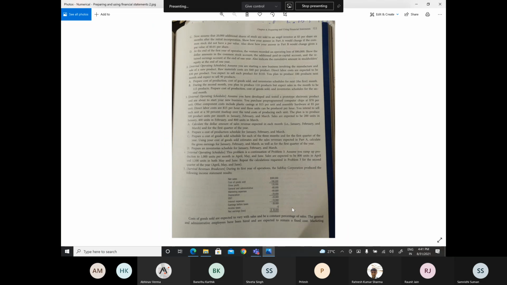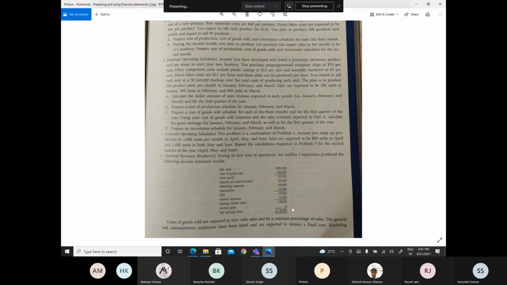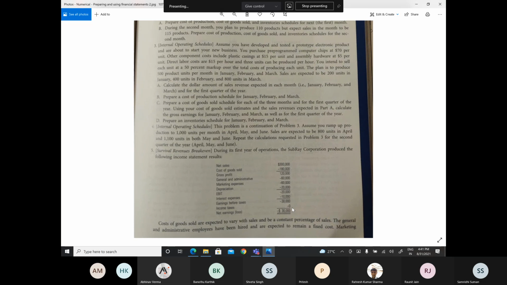So let me increase this a little bit. Now, during the first year of operations, the sub-Ray Corporation produced the following income statement results. So this is their income statement. Net sales they had of $300,000 minus cost of goods sold of 180,000. So gross profit became 120,000. From this, we deducted the general and admin expenses and marketing expenses of $60,000 each, and depreciation of 20,000, which gave us an EBIT of minus 20,000.